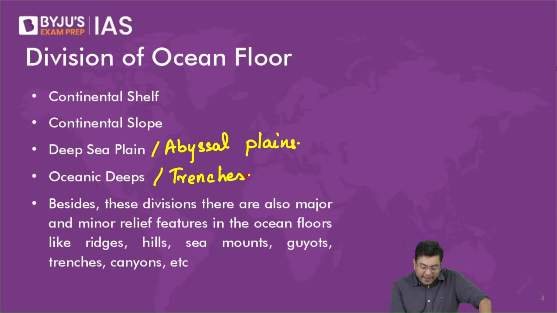Now, these are your major divisions of the ocean floor. Other than that, you have many minor divisions as well. For example, you have ridges, hills, seamounts, guyots, trenches, canyons, etc.